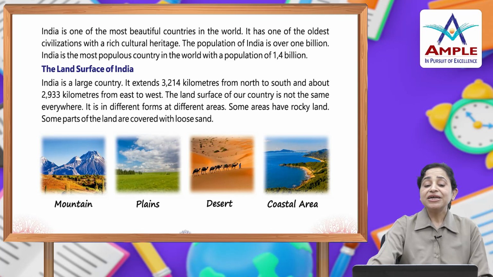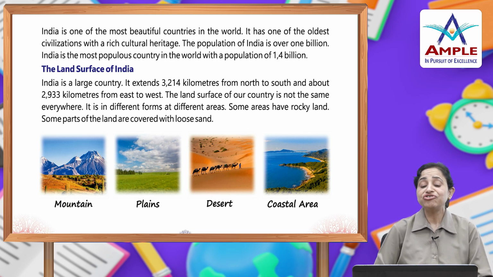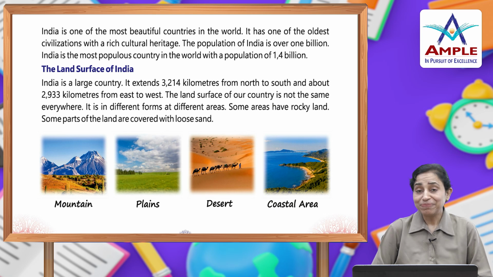India is one of the most beautiful countries in the world. It has one of the oldest civilizations with a rich cultural heritage. The population of India is over 1 billion. India is the most populous country in the world with a population of 1.4 billion.